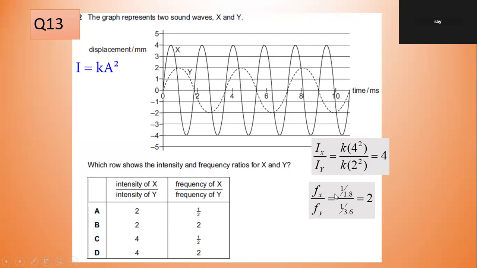And frequency, Fx, Fy. Frequency equals 1 over period. We can read the period. Period for X is about 1.8 there. It's about 1 over 1.8. Don't have to worry about the unit because you are taking ratio. And frequency of Y is the broken line. That is about 3.6 there. So 1 over 3.6 times 3.6 denominator and 3.6 numerator, you get 2. Okay, one last one.